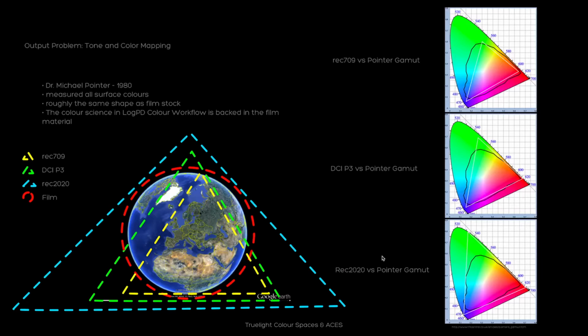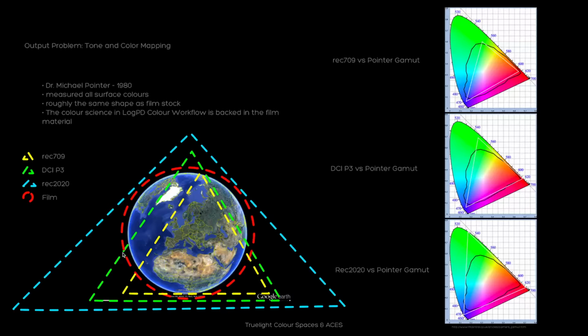Another effect which is considered in display rendering transforms is the so-called Pointer gamut. There was a professor called Dr. Michael Pointer who tried to measure all reflected colors in the world. So he took a lot of samples of natural objects. After he was finished, he came up with the Pointer gamut, which is the gamut of all natural or surface colors in the world. Let's refer to a good analogy of treating color spaces as maps.